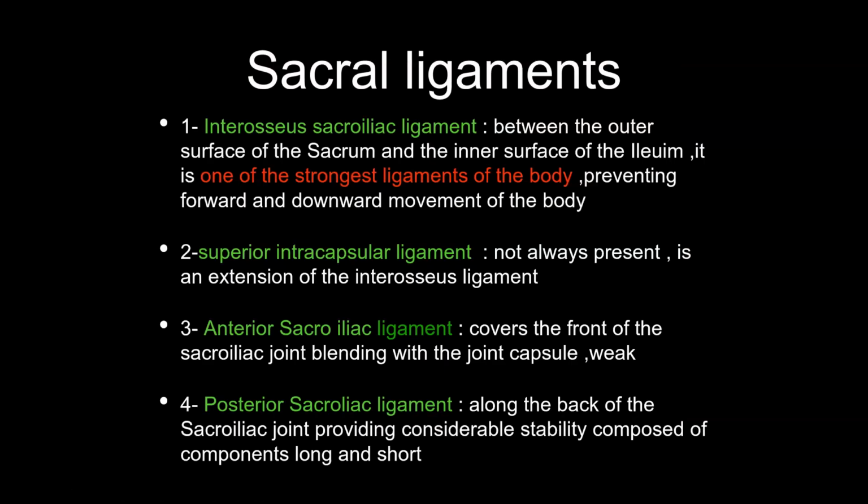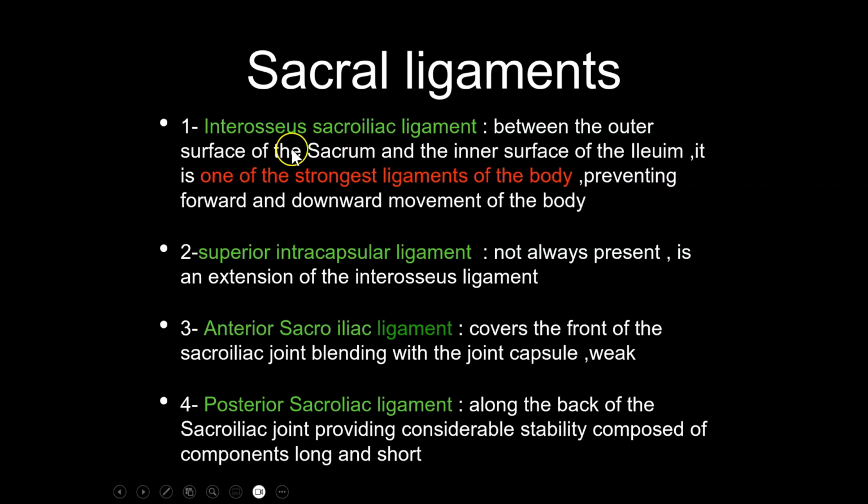Talking about the sacral ligaments, it's very easy. We talk about the interosseous sacroiliac ligament between the bone of the sacrum and the bone of the iliac bone. It is one of the strongest ligaments of the body, preventing forward and downward movement of the body. If you didn't have this joint, there would be a slippage of the lumbar vertebrae over the iliac bone. So it's very easy.